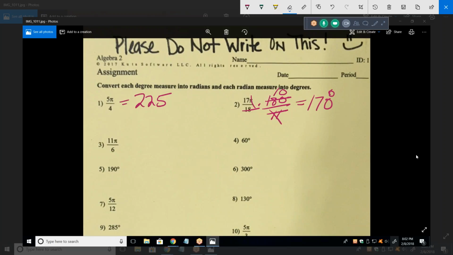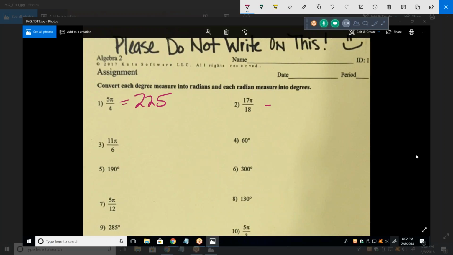The only problem with this 180 over pi or pi over 180 is the chance of getting it upside down, which you really should never do. But if you do, it's going to mess things up. But more importantly, if you use that conversion factor, it's going to take longer than it would take the other way.